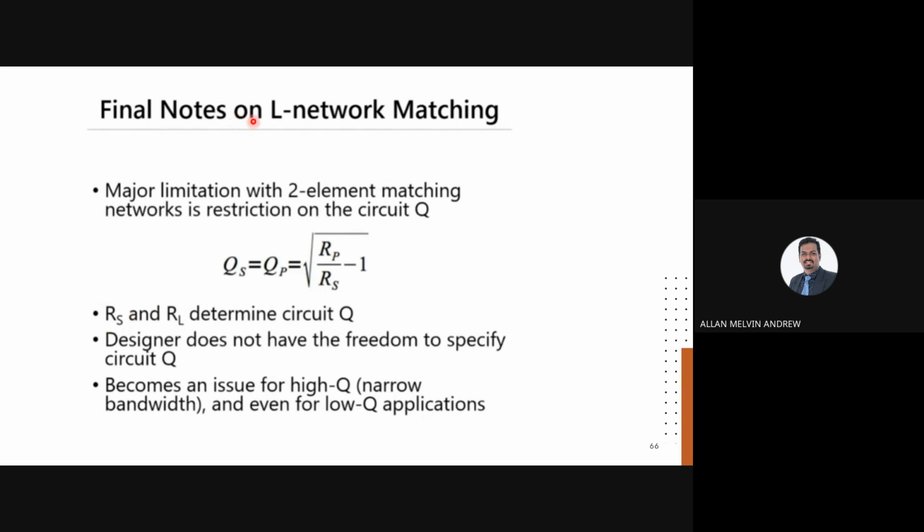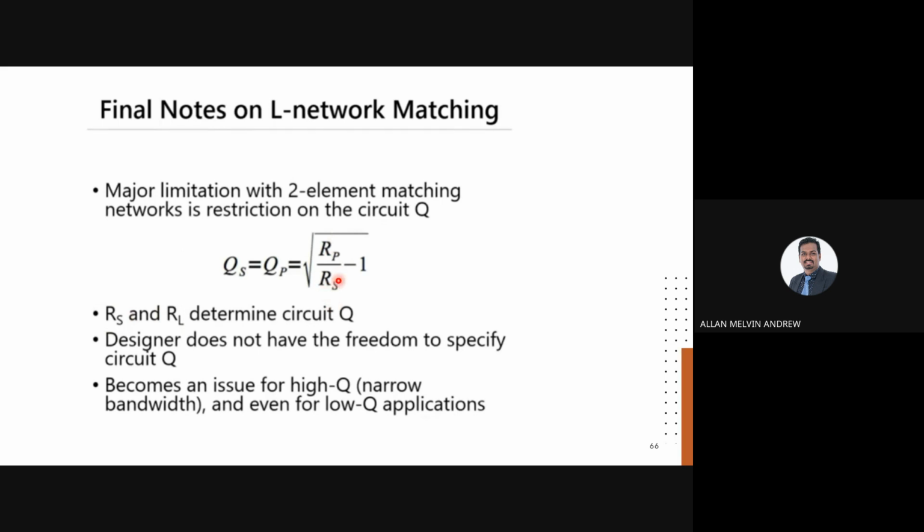These are the final notes we saw about the L network matching. Two limitations of the two element matching is the restriction of the circuit Q. Q is the quality factor of the circuit. This is the formula to calculate the Q, for the source and also the load. We can see the value of Q is heavily related to the value of RP and RS.